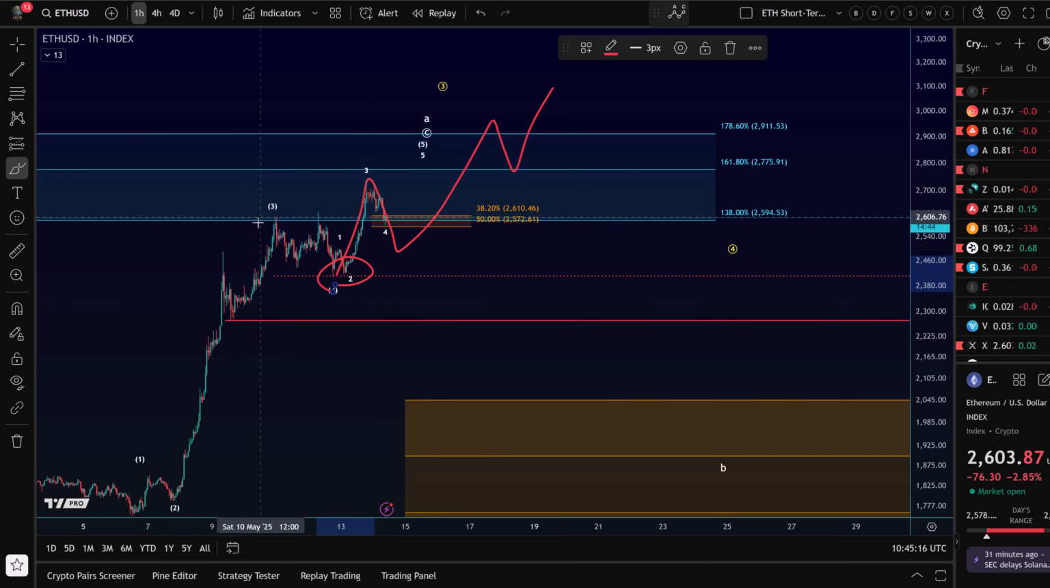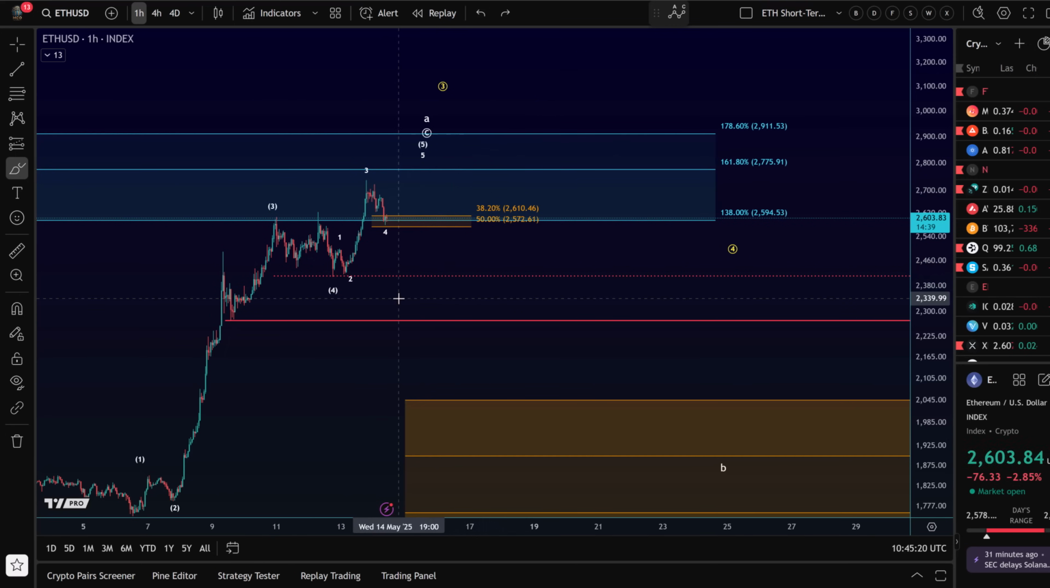But we are, in my opinion, in a topping region. I just cannot confirm a top yet, and therefore, so far, it's been the right decision to keep the door open for higher. I keep you updated. Any signs for a top will be communicated.